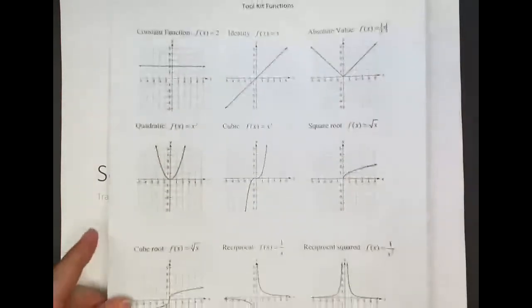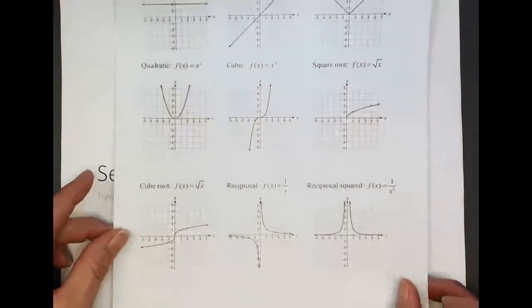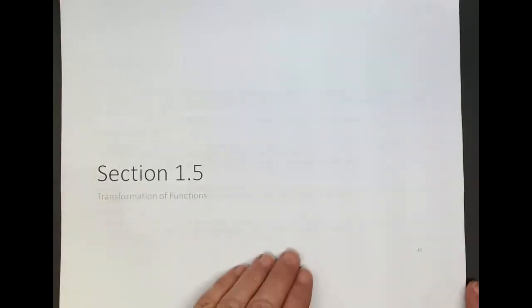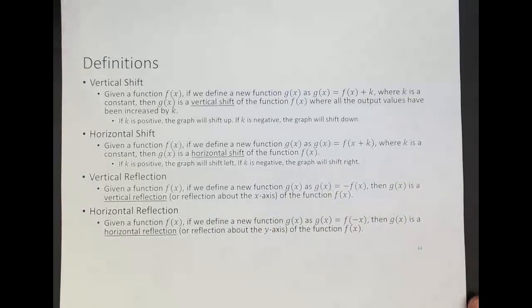All right, what is a transformation of a function? Well, a transformation of a function is changing it from its toolkit form or parent form into something different. So we call these toolkit functions that we've talked about. What we're going to talk about today is ways to change these functions and what it means for the graph. There are several transformations that we can apply to a function.